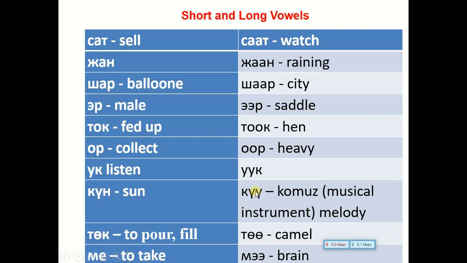We have also short and long vowels. We will read and know about the similarities and differences between the short and long vowels. Sad, sad. Can, can. Şar, şar. Er. Tok, tok. Or, uk, uk. Kün, kü. Tök, tö. Mi, me.